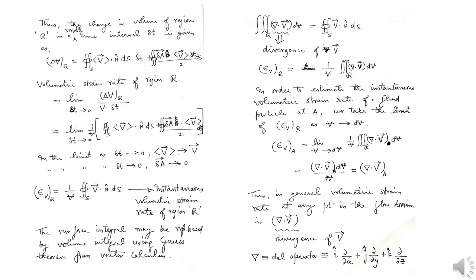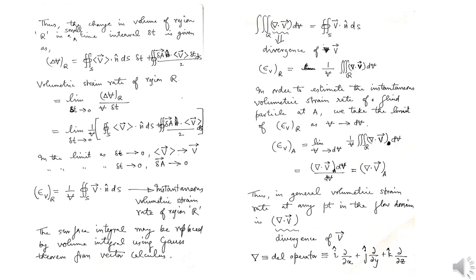So what happens when the volume itself becomes infinitesimal? The volume integral, you will appreciate that the integral will actually be just the product of the integrand and the infinitesimal volume, because since you are no longer considering a finite volume, you are considering an infinitesimal volume, so the integral degenerates into the product of the integrand and the differential volume. So it is simply written as del dot V at point A multiplied by dV.